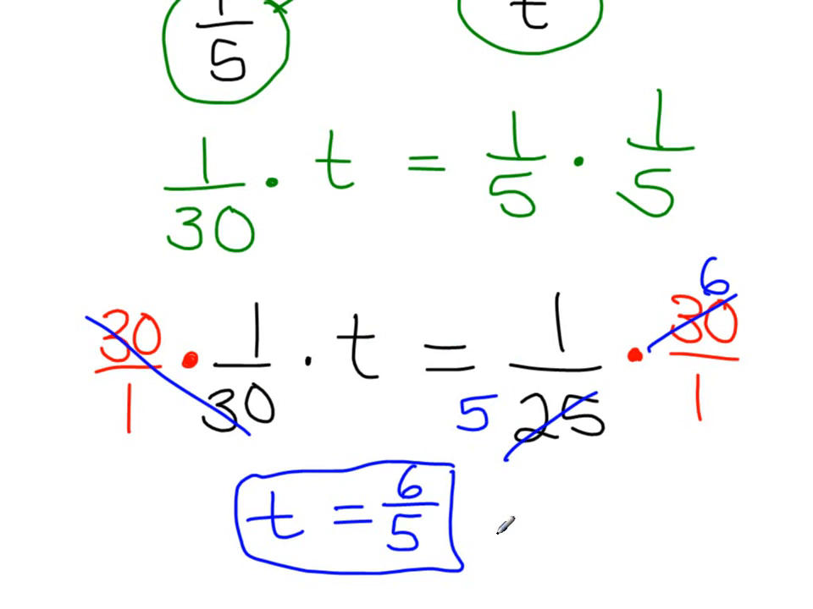So we can do decimals, we can do fractions, and we can do regular old whole numbers. All is well when we solve with ratios.